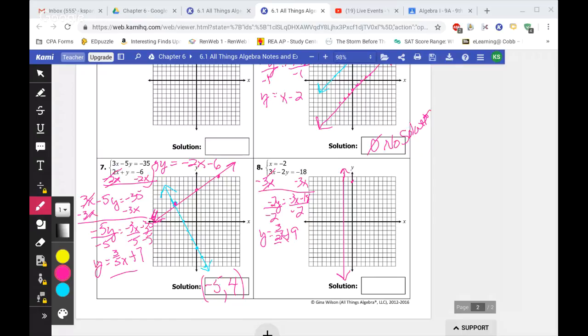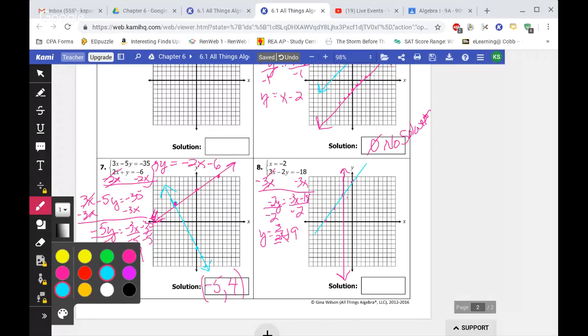1, 2, 3, 1, 2. 1, 2, 3, 1, 2. I've already found my point of intersection, but I definitely want to draw enough points, 1, 2, 3, 1, 2, to be able to draw my line effectively. So my point of intersection, which is my solution, is right here.